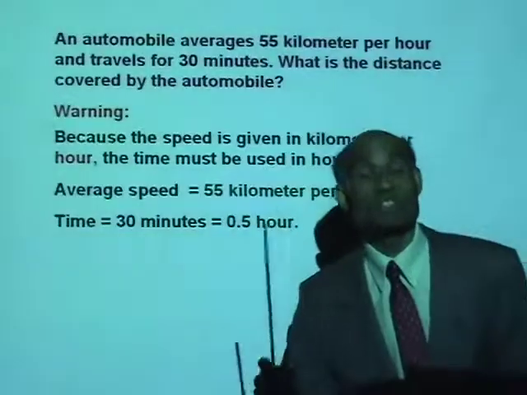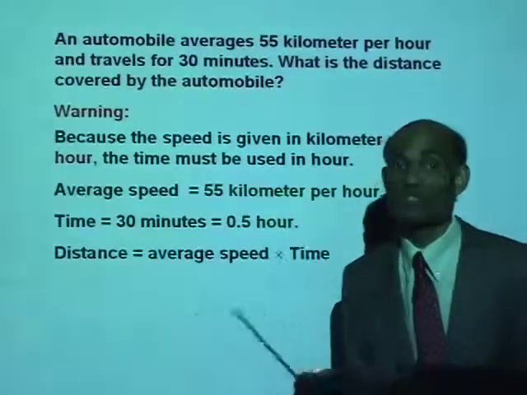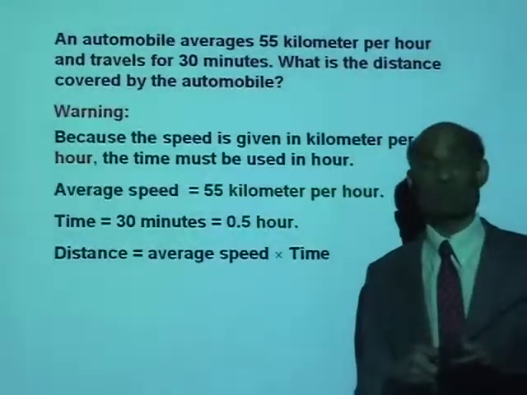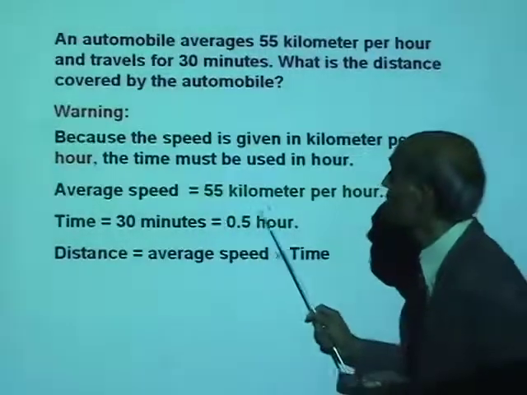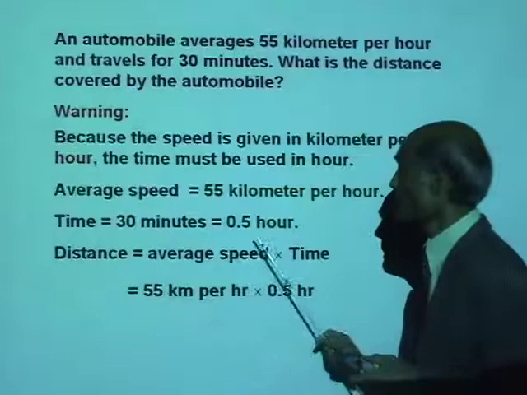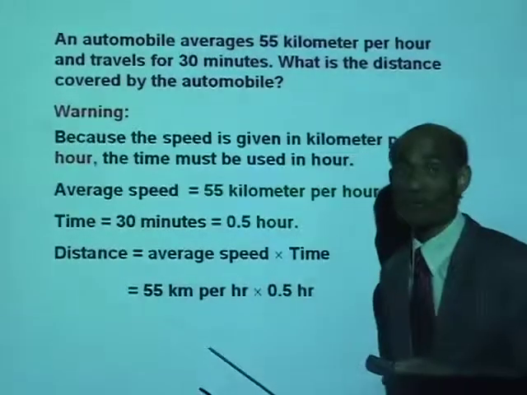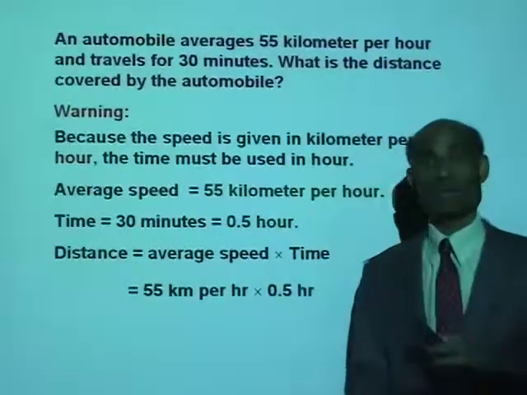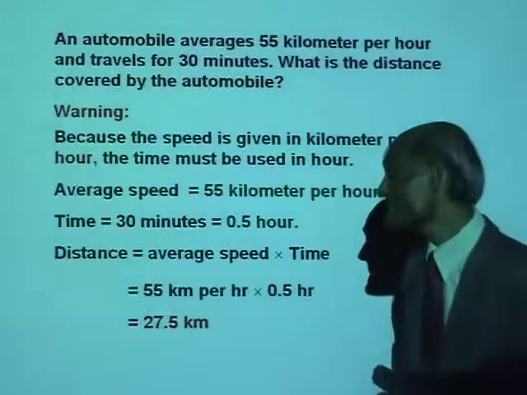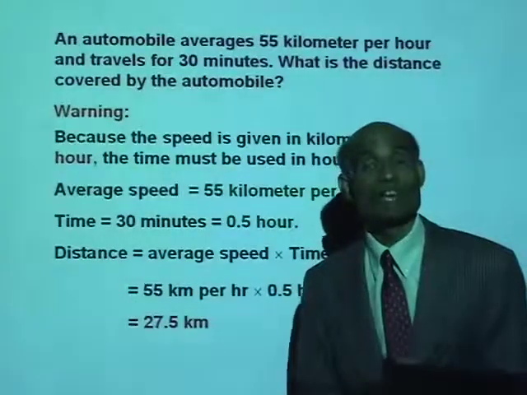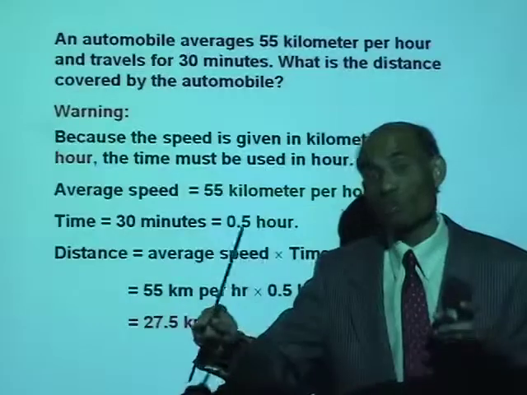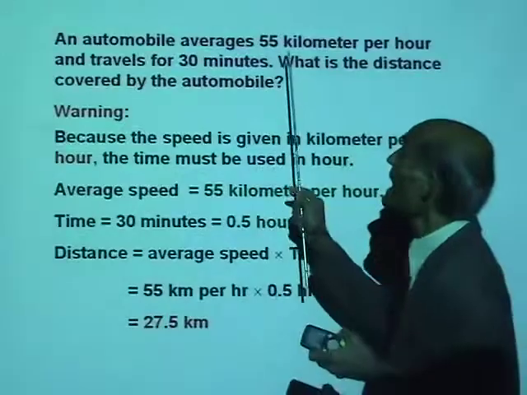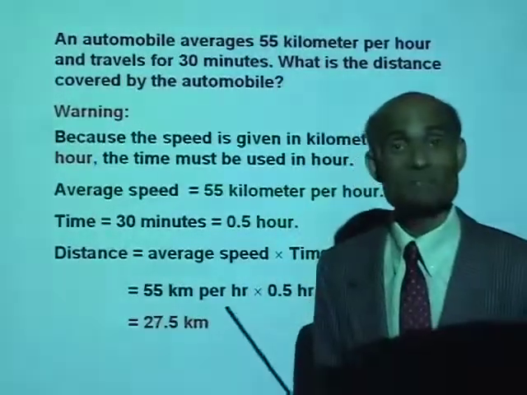And we want to find the distance. What is the formula for distance? Distance is average speed multiplied by time. The average speed is 55 kilometers per hour and the time is 0.5 hour. Can you multiply 55 by 0.5? What do you get? That is 27.5 kilometers. So in half an hour, the car will move a distance of 27.5 kilometers, which is half of 55 kilometers.